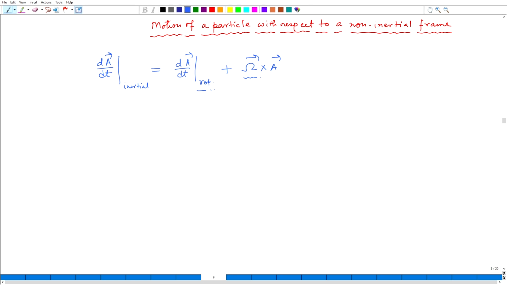And an immediate conclusion from this: we have seen that if you have a vector A which is parallel to omega, then dA/dt inertial will be exactly equal to dA/dt rotational. Otherwise, of course, this is not true.